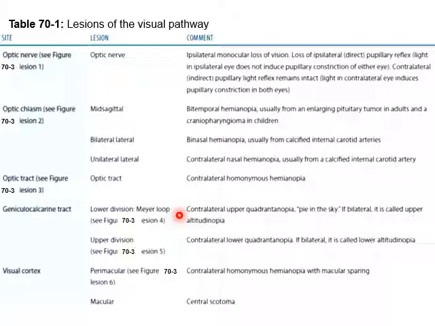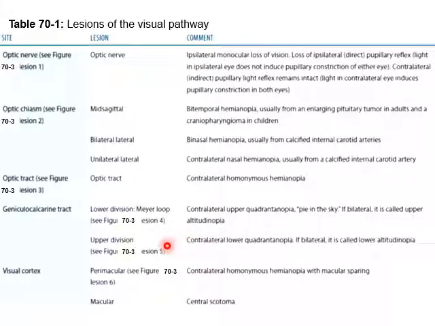They also call it a pie in the sky, because the patient can't see what is high up, but he can see what's lower. So it is pie in the sky. If that pie in the sky is present in the Meyer loop of the right and left sides, so it is bilateral, it's called upper altitudinopia. That means the upper level is affected. This is due to the damage of both Meyer loops.